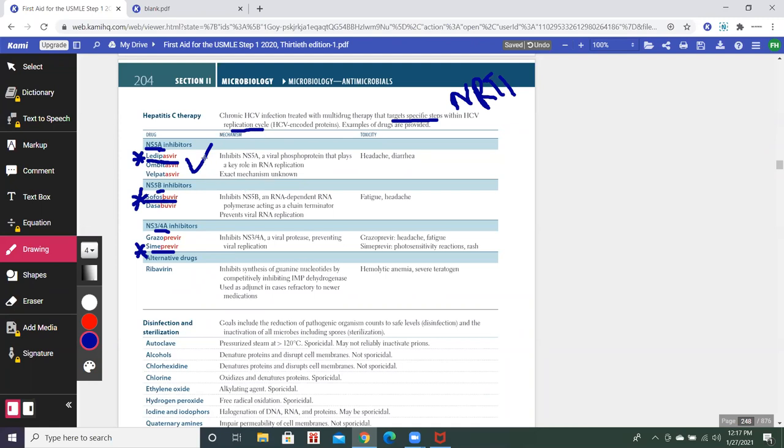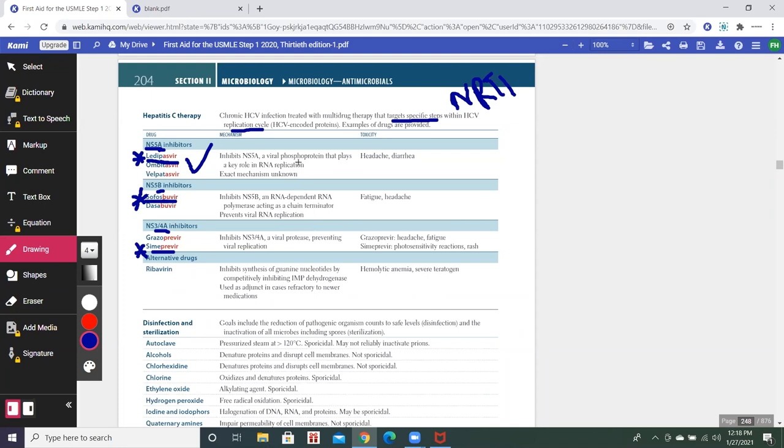You do not have to understand the mechanism of action, because to be honest, it's beyond the scope of Step 1. And most of the mechanisms are not known because these are very new drugs. So this inhibits NS5A, this inhibits NS5B, which is an RNA-dependent RNA polymerase acting as a chain terminator. And this one is a viral protease.